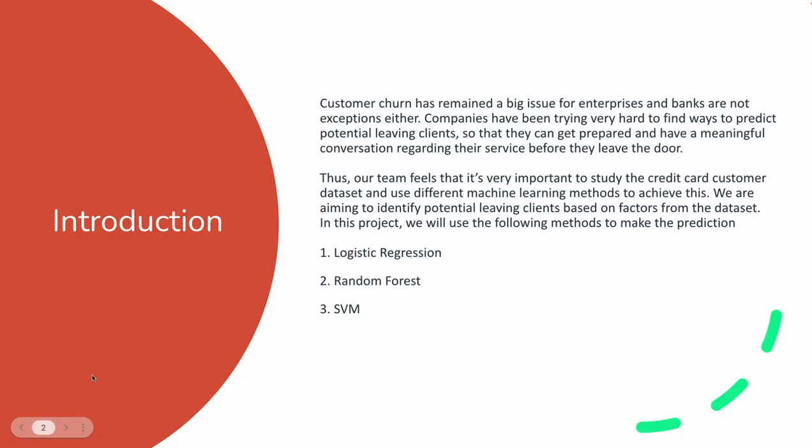Customer churn has remained a big issue for enterprises, and it is the same for banks. Banks have been trying really hard to launch different marketing campaigns to offer different products in order to retain customers. That's why we feel it's really important to study the credit card customer dataset and use different machine learning algorithms to effectively identify potential leaving clients. In this project, we will use the following method to build a machine learning model.